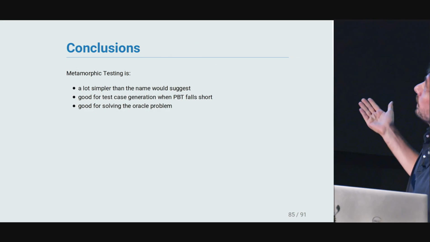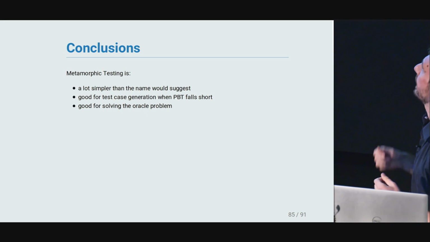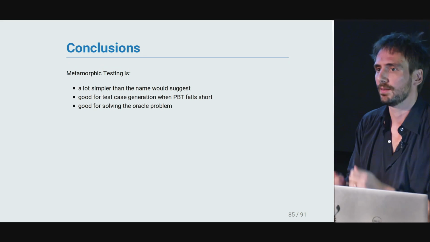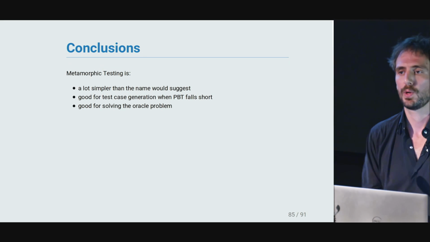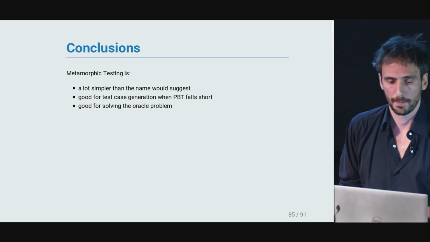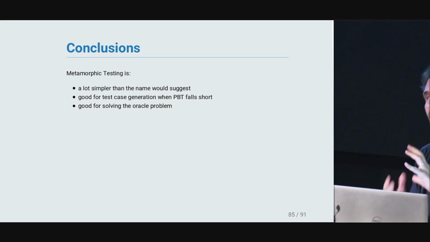And in conclusion, metamorphic testing is a lot simpler than the name would make it out to be. It's very good for the test case generation problem when PBT is not applicable, because then you can kind of trick it into becoming available for PBT. And it's also fairly good at solving the oracle problem when you don't have an oracle, but you know that you have a metamorphic property, so you can check whether test cases are valid.